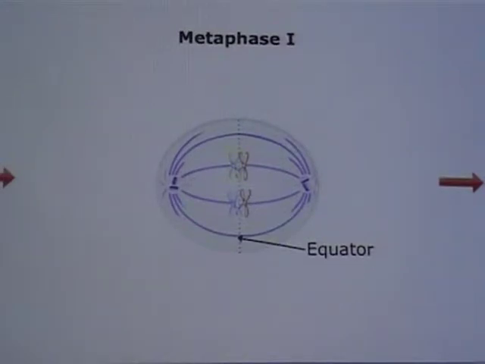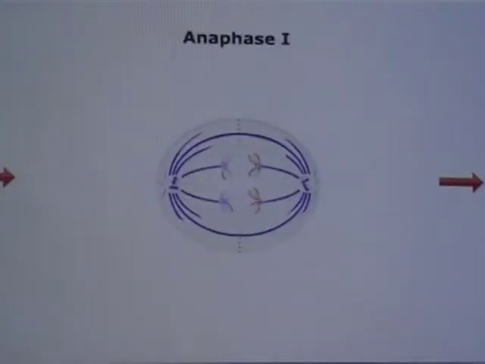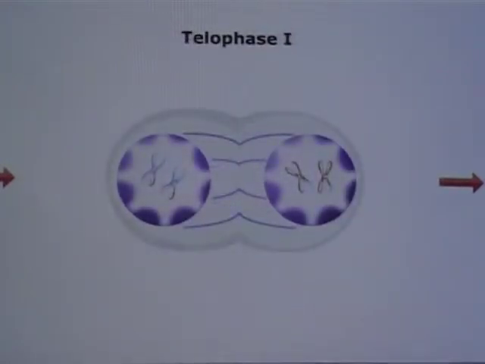During metaphase 1, the homologous chromosome pairs line up randomly at the equator. During anaphase 1, the homologous chromosomes separate and each member of the pair moves to the opposite poles of the cell. This critical step ensures that each new cell will receive only 1 chromosome from each homologous pair. During telophase 1, the spindle is broken down, the chromosomes uncoil, and the cytoplasm divides to yield 2 new cells.